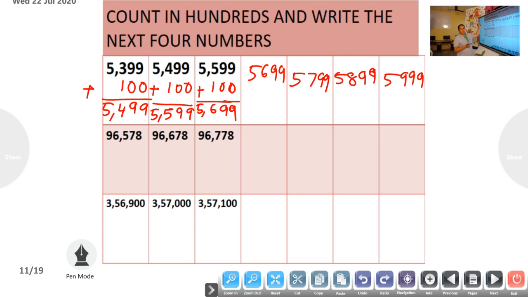So the question is, count in hundreds means you have to change the digit in the hundreds place. This is your hundreds place, isn't it? Then 5 changes, you have to add 1 to the hundreds place. You are getting 6 in the hundreds place. Here add 1 to the 6, you are getting 7, isn't it? Then plus 1 to the 7, how much are you getting? 7 plus 1, you are getting 96,878. Again, you have to add plus 1 here.